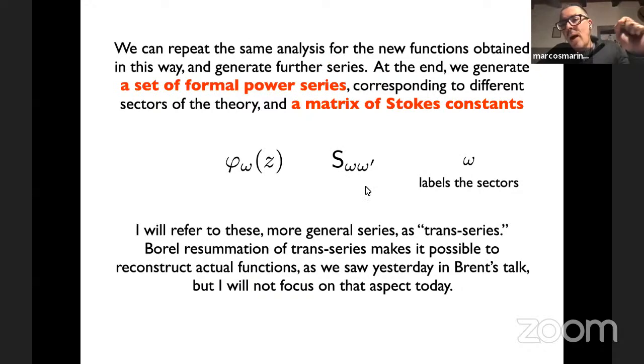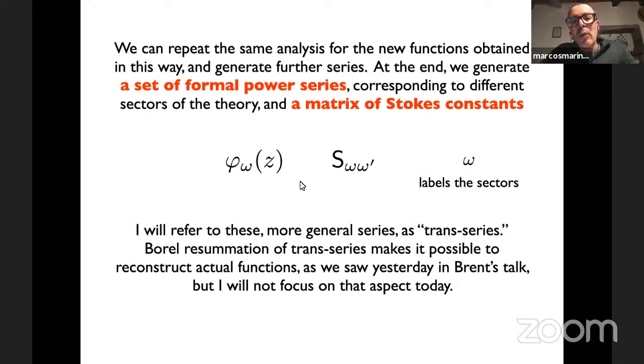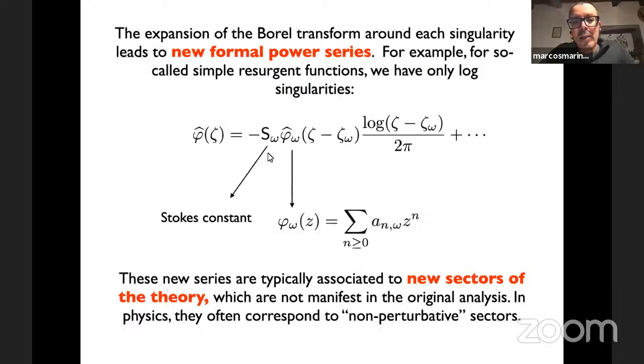Now, once you have obtained all these new series here, you can repeat the procedure again, and look at the singularities of these new Borel transforms, and then you will start a procedure in which you will uncover more and more formal power series, more and more new sectors. And at some point, this procedure finishes, and you will end up with a set of formal power series, which I will label by a label omega, and a matrix of Stokes constants. Remember that once you have chosen a normalization for all these series, in this analysis, you will find constants relating them, and these constants are called Stokes constants.